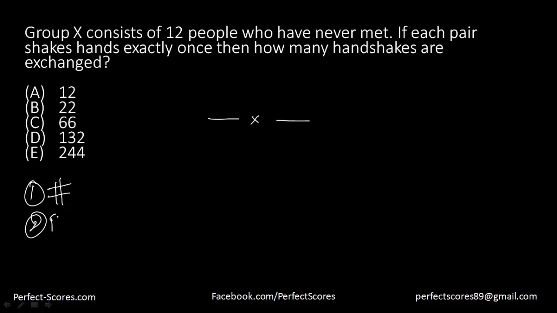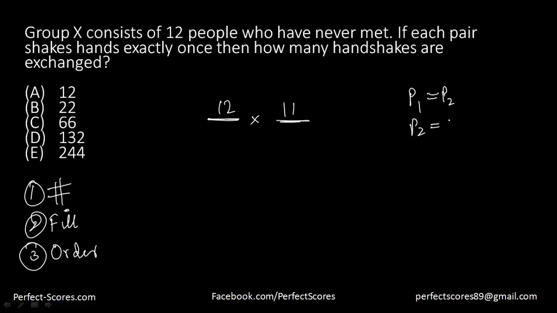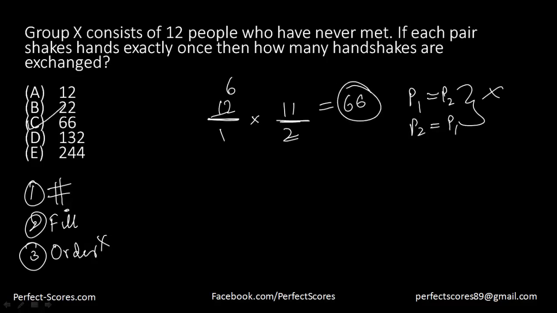So what I will do is start filling the slots. In how many ways can I fill the first slot? 12 ways. In how many ways can I fill the second slot? That would be 11 ways. Now the next step would be to ask myself, does the order matter? If person 1 is shaking hands with person 2, or if person 2 is shaking hands with person 1, would that matter to the question at all? No, it wouldn't matter. That means the order does not matter, so I will divide by the number of slots. That means the number of handshakes would be equal to 66.